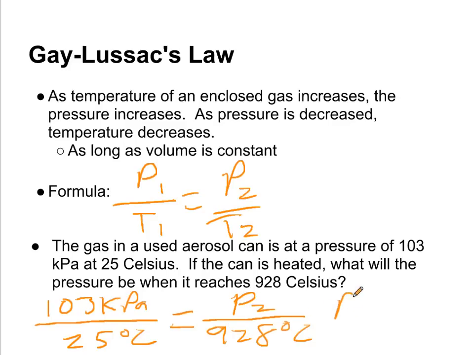When you end up solving this, you get that P2 is equal to 3,823.4 kilopascals. So I bet that aerosol can likely exploded before it reached 928 degrees Celsius. The two examples we used Celsius as our temperature unit. It could also work the same way with Kelvin. Just make sure you've got the same unit on both sides of your equation.